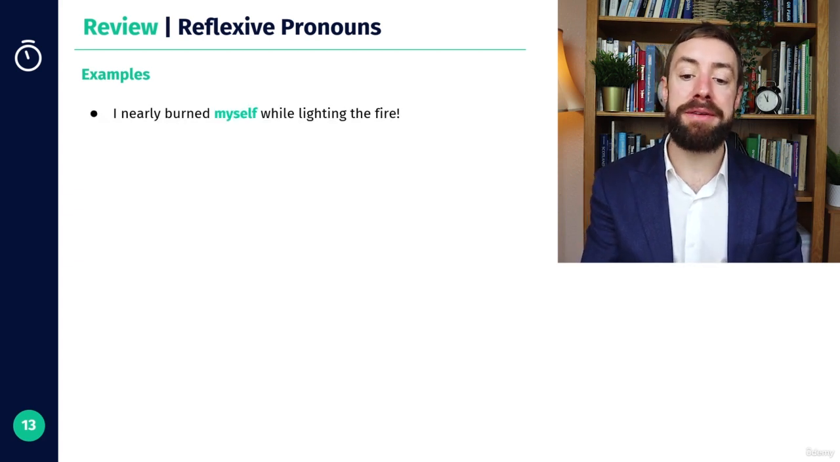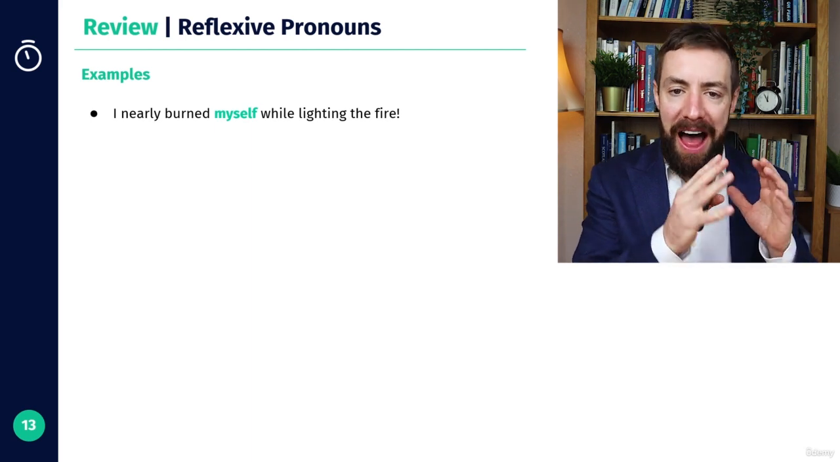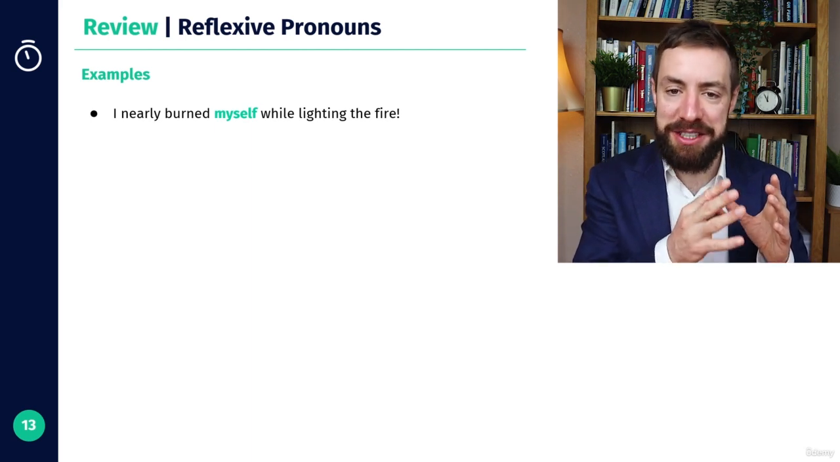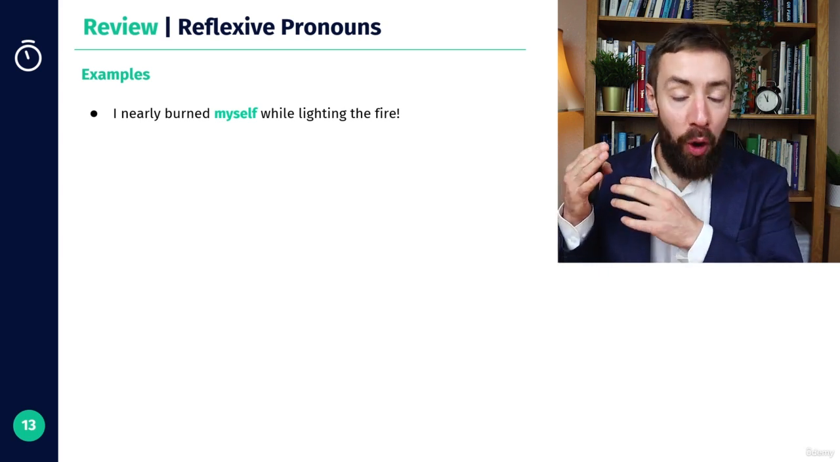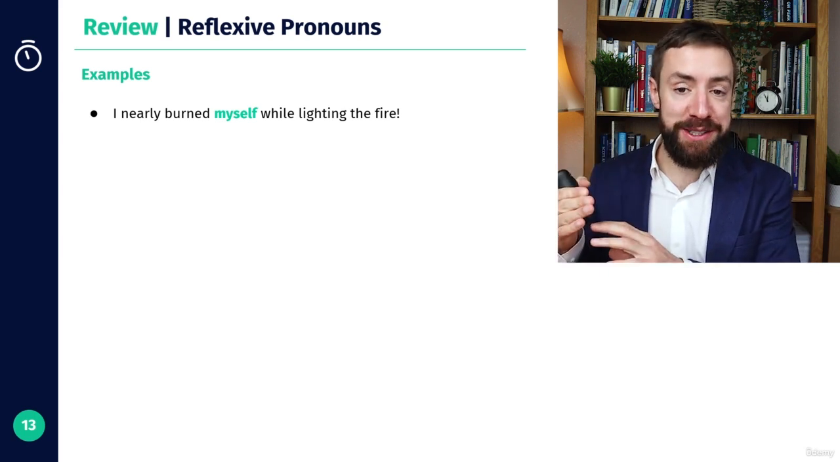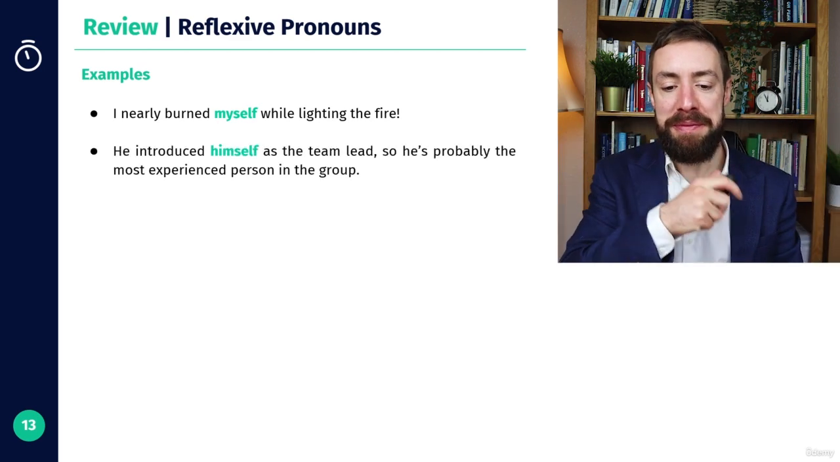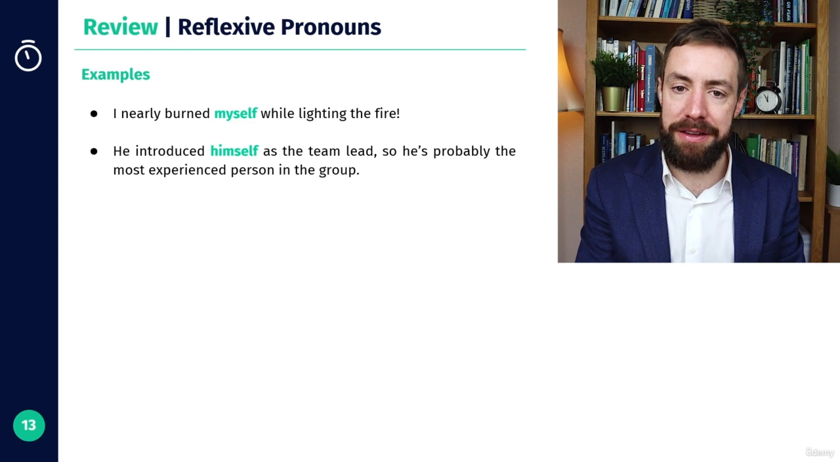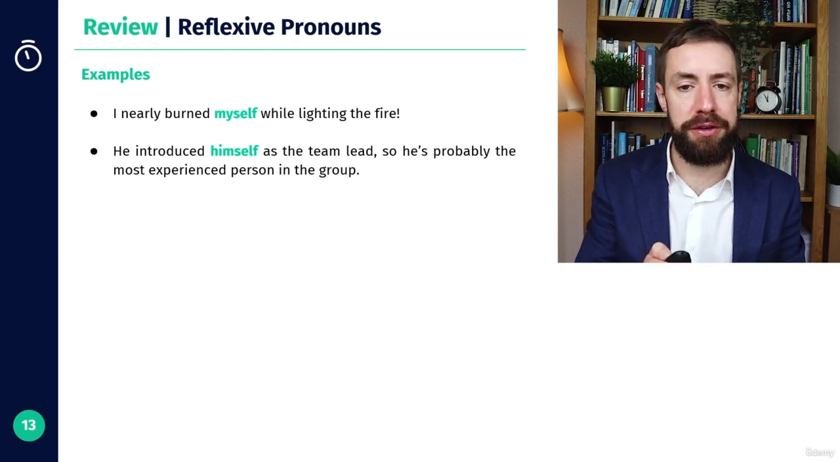I nearly burned myself while lighting the fire. So I am the subject. I'm doing the lighting, but I almost become the object as well because I almost set myself on fire. He introduced himself as the team lead, so he's probably the most experienced person in the group.